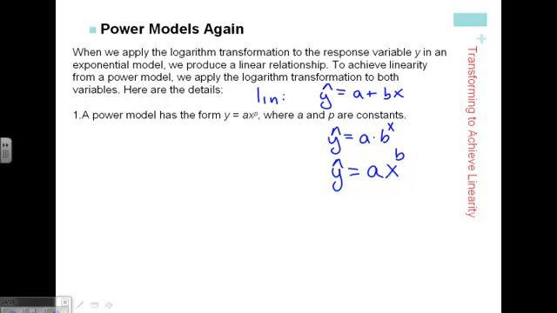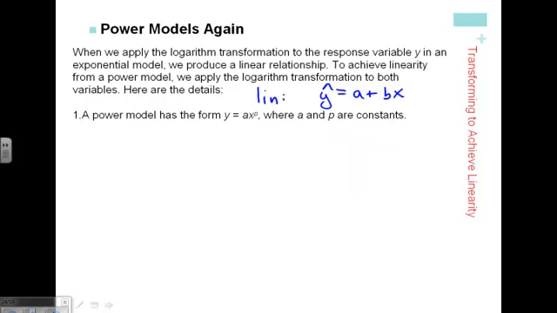Well, how do we find A and B? How do we find the A and the B, which will allow us to say what equation models this, and how do we make predictions from it? Well, the answer is we do some algebra again.